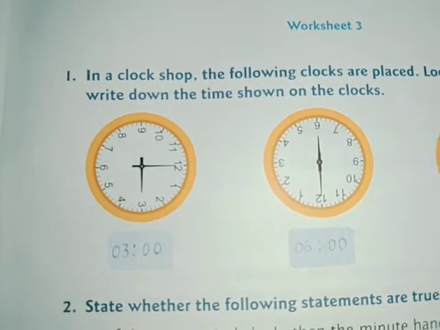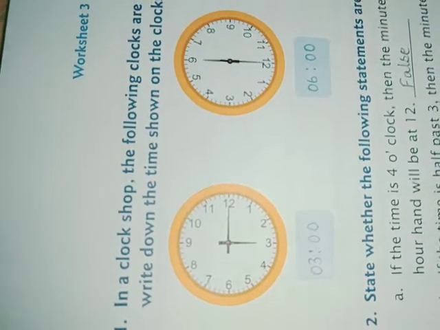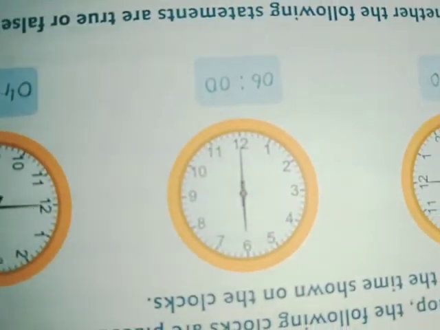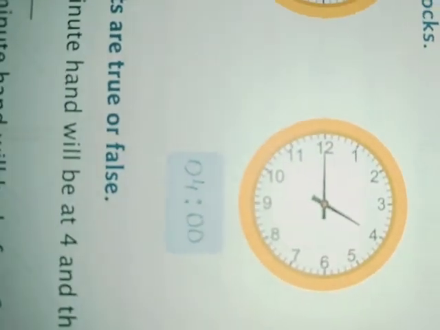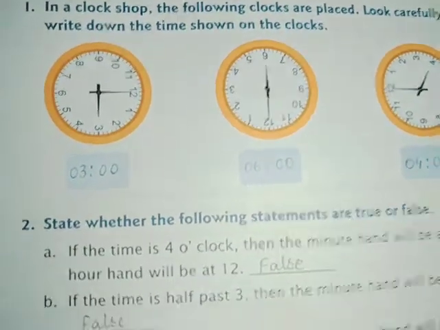So if you find it difficult to read the time, you can rotate your book like this to read the time. On rotating this book towards right, we can see that this clock is showing 3 o'clock. Rotate it, we can see this one is showing the time 6 o'clock and this clock is showing the time 4 o'clock. So you can rotate your book if you are finding it difficult to read the time, and then in this blue box write the time.